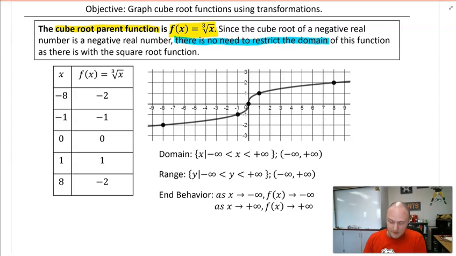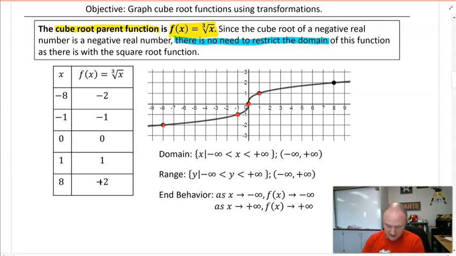So if this is our function here, f of x equals the cubic root of x, what happens if I plug in -8? Well, when I plug in -8, the cubic root of -8 is -2. Okay, so I plug in -8, I get out -2. Next, I'm going to plug in -1. Well, when I plug in -1, the cube root of -1 is -1. When I plug in 0, the cube root of 0 is 0. When I plug in 1, the cube root of 1 is 1. And when I plug in 8, the cube root of 8 is 2.